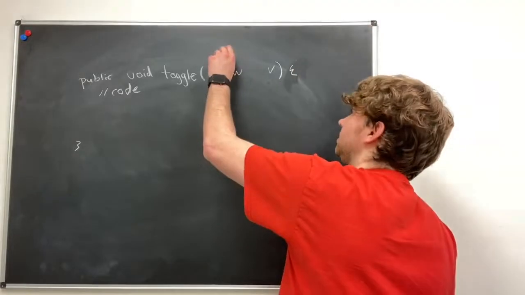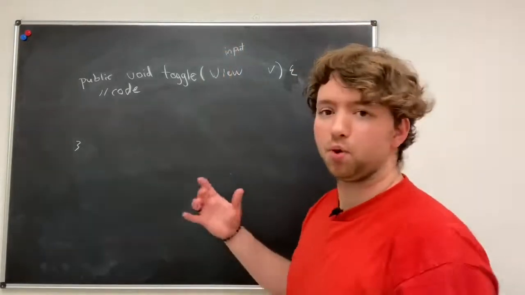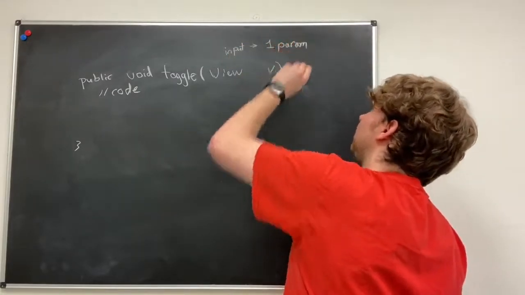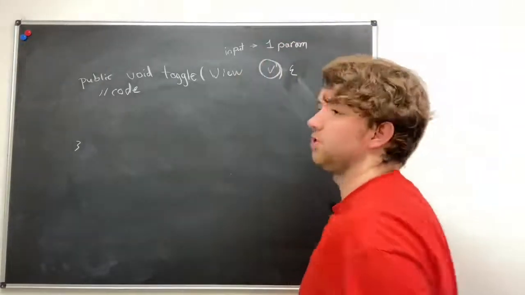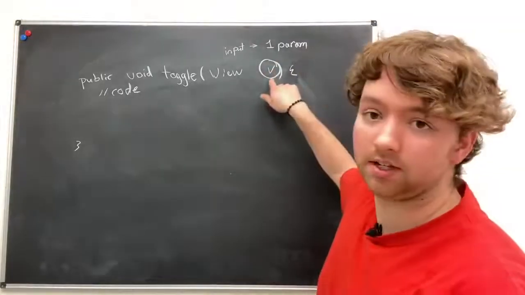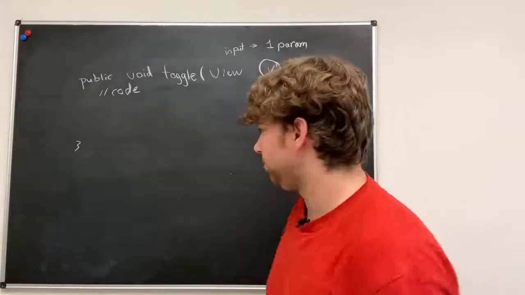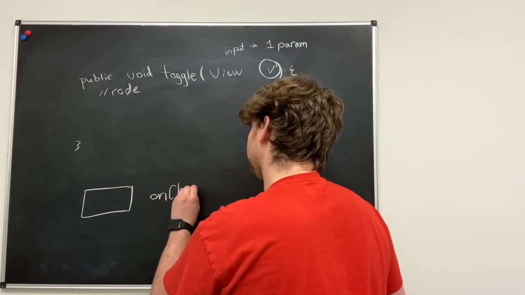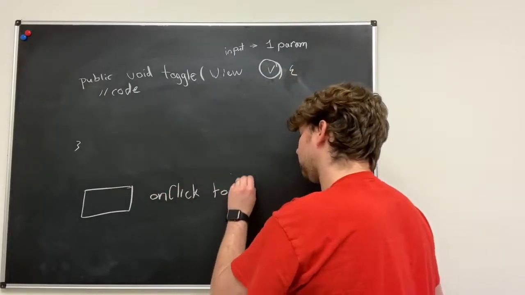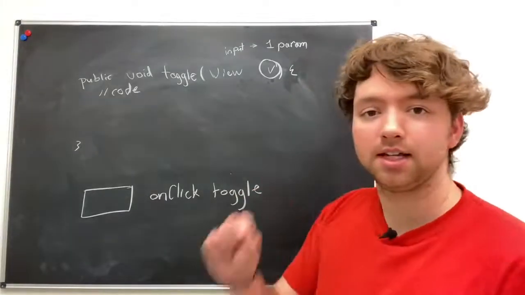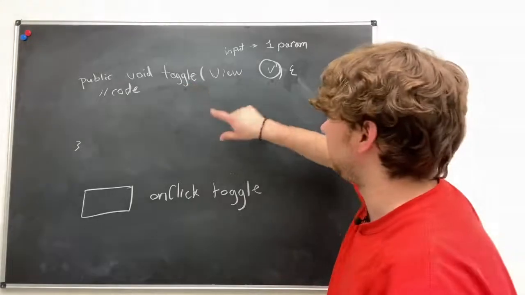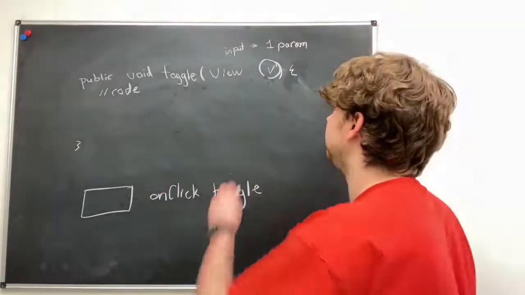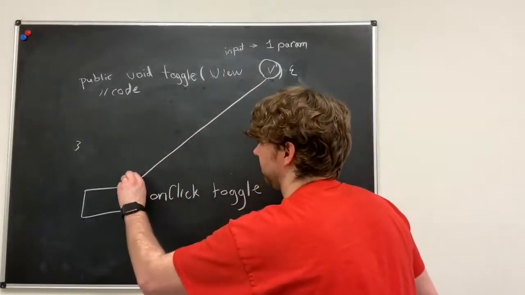Now this here, again, is the input, and the technical term for it is a parameter. So we have one parameter, and that one parameter is called v. So the identifier, or the name of this parameter, is v. And what exactly is this? Well, when we have a button, and we set the on click to something like toggle, what happens is when we click it, this method is executed, and this button itself is assigned to this variable. So when we click this button, v refers to this button here.